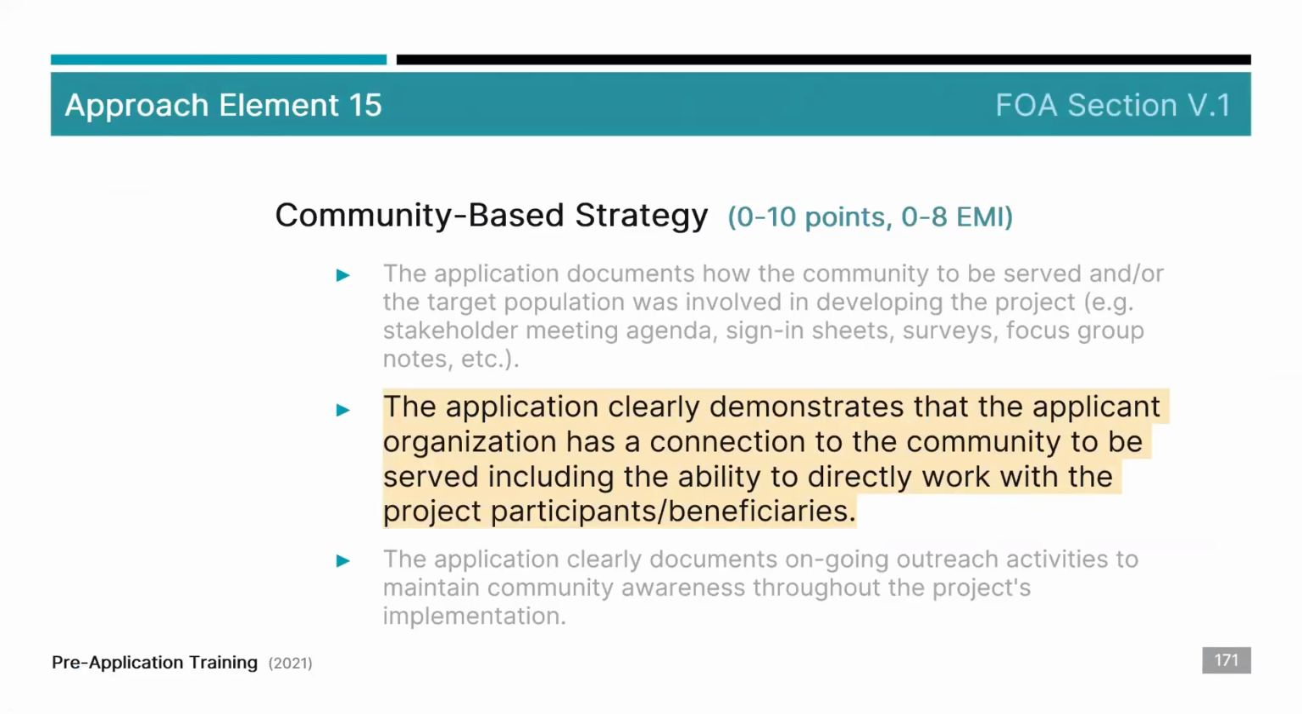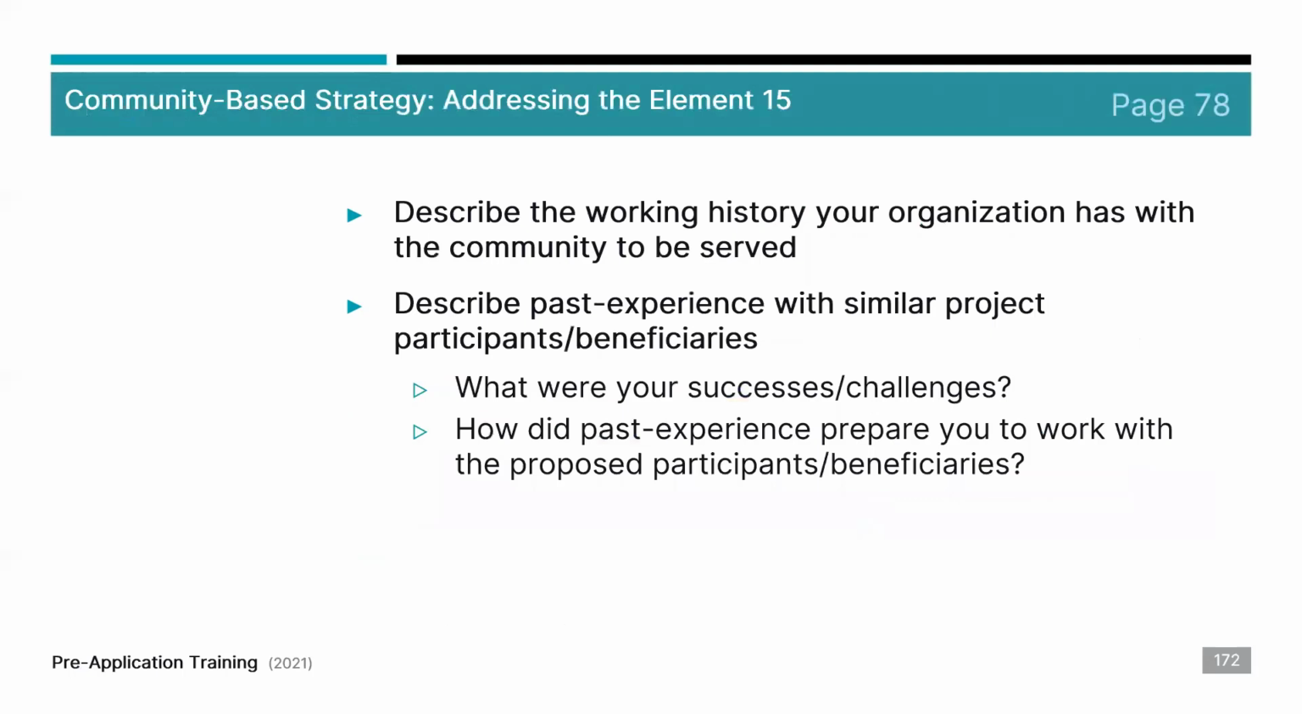The next element is element 15, and it's highlighted in yellow. The application clearly demonstrates that the applicant organization has a connection to the community to be served, including the ability to directly work with the project participants and beneficiaries. So the best way to address this element is to describe the working history of your organization and its ties to that community to be served. So if you're a tribal organization, you basically have that built right in being a tribe. So you have your community, you have your organization that's designed to provide services to your community.